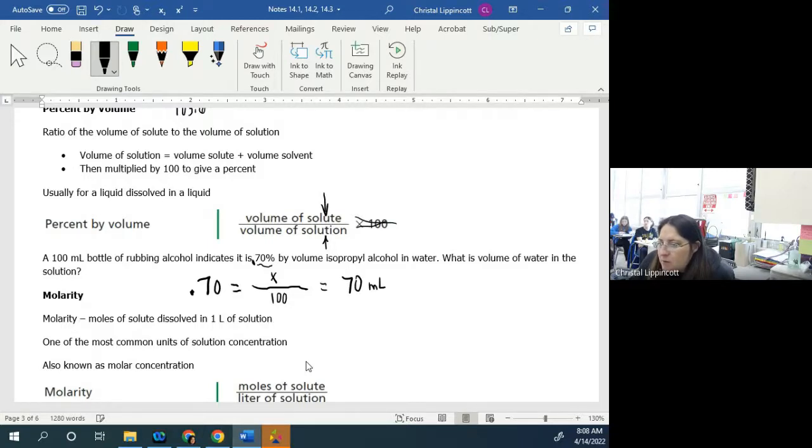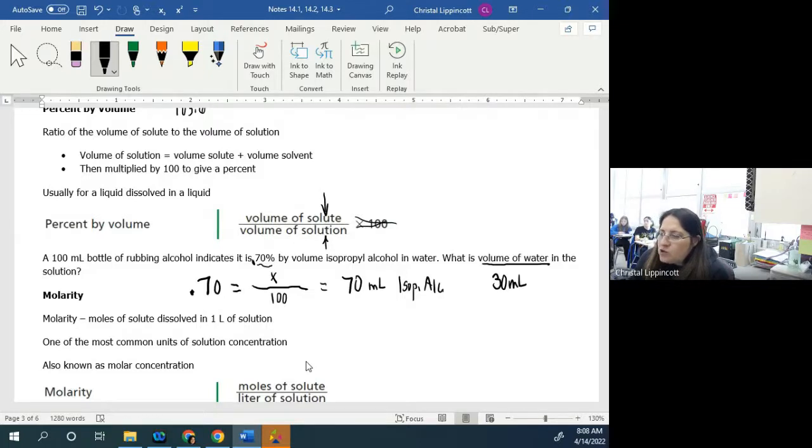Milliliters. 70 milliliters of what? Right, isopropyl alcohol. But they didn't want to know that. What did they want to know? Water. How much water. So if we know that this is one of the parts and there's only two parts there, water and isopropyl, that means that the water has to be 30 milliliters.